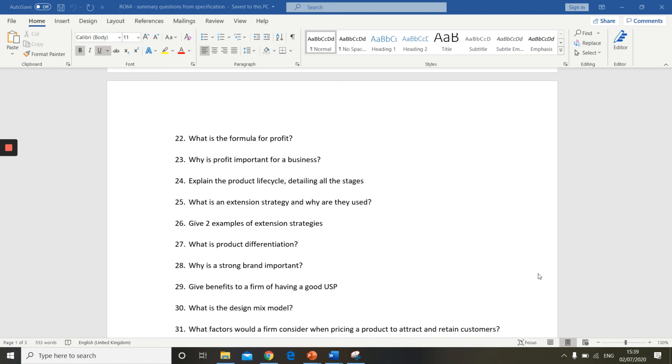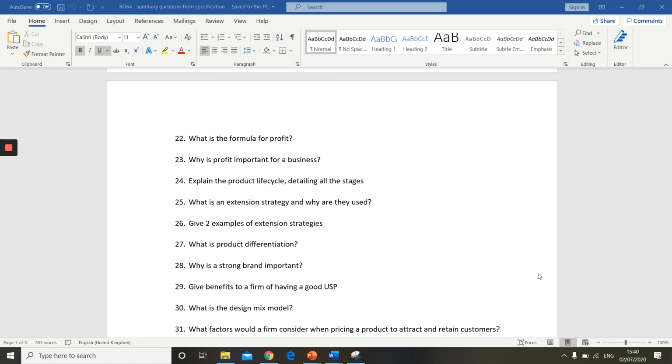Okay, question number 24. So we're moving away from finance now. We're moving on to looking at marketing, and we're looking at the product life cycle. What I want you to do is tell me what the product life cycle is and all of the different stages in the product life cycle. For this one, it may be easier for you to draw the life cycle with each of the different stages, or you may just want to bullet point what the different stages are. Pause the video now and have a go.